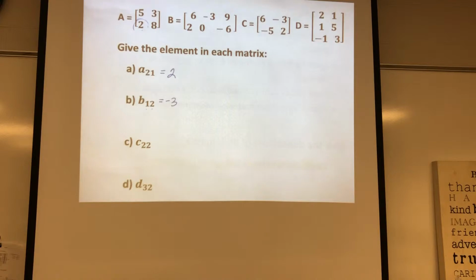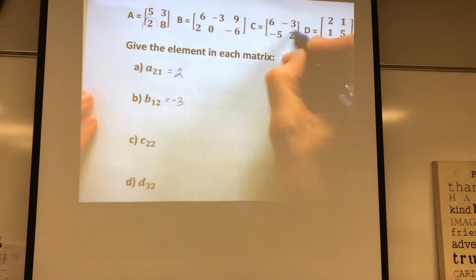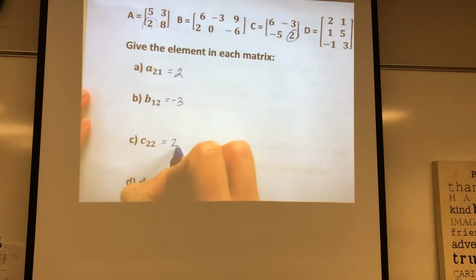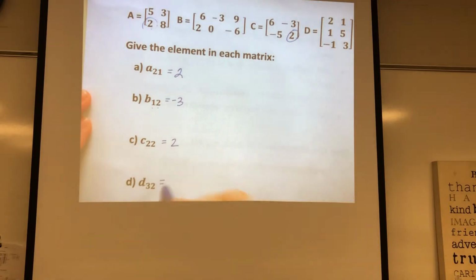Okay, so go ahead and try C and D and see if you can find the elements that are supposed to be on each one of those. Hit pause and then find them and then come back and see if you got them right. C22 means second row, second column. So that would be the 2 there. And 32 would mean third row, second column, which would be the 3.